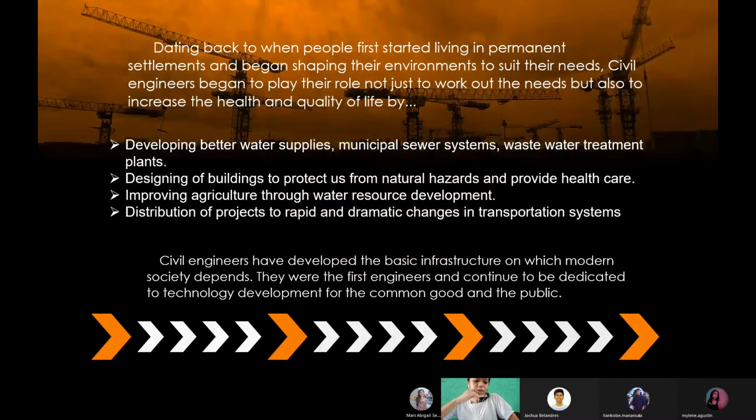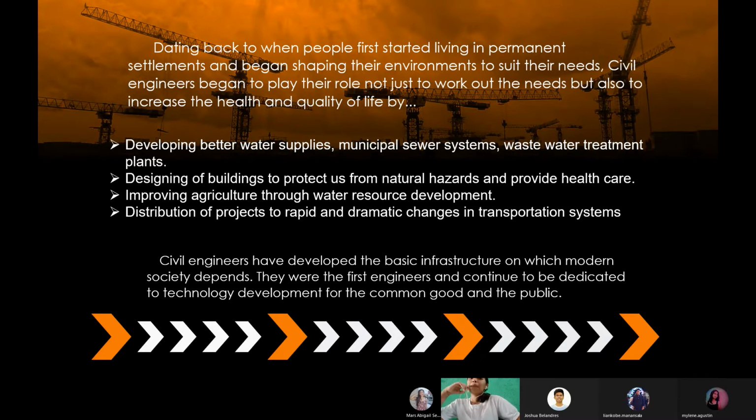Dating back to when people first started living in permanent settlements and began shaping their environments to suit their needs, civil engineers began to play their role, not just to work out the needs, but also to increase the health and quality of life. Tama, no? As people, we tend to become more civilized as time passes by. And so, by considering that, the need for civil engineers will not end.